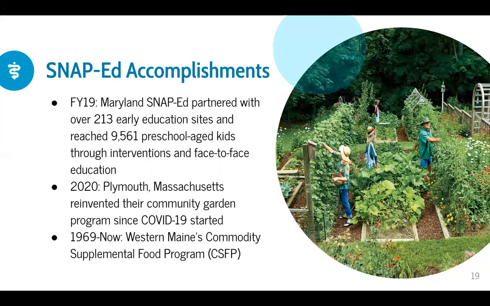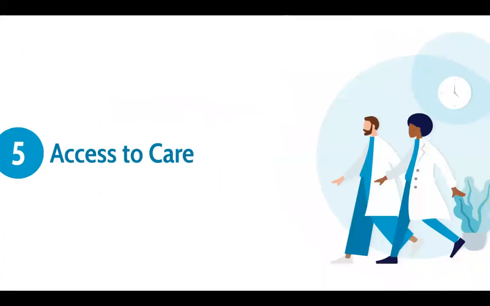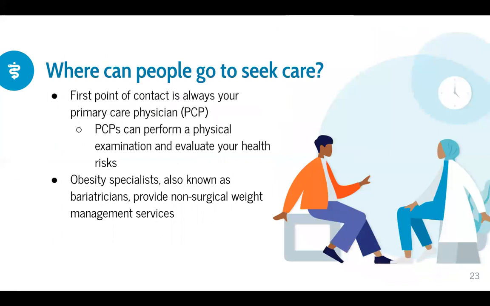Furthermore, in Western Maine, CSFP is working with a local community coalition to enrich the diets of low-income seniors by enhancing monthly food boxes with farm-fresh fruits and vegetables and healthy, non-perishable pantry staples. So, where can people go to seek care? As discussed in class, your first point of contact should always be your primary care physician, who can refer you to obesity specialists for more targeted care.